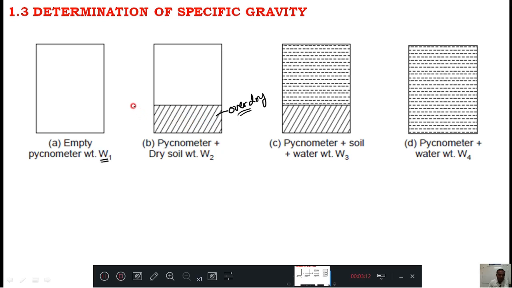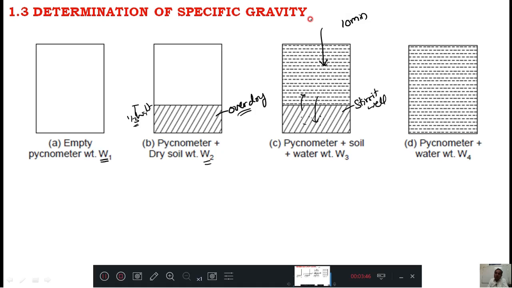How much? Just a rough estimation. This is one-third of the height. It's rough; you don't need to go and measure one-third exactly. Put about one-third of soil here and measure that as W2. After that, put a lot of water and stir it well. Very important: stir it well, because all the voids present in the soil should come out and that void should be occupied by water. Therefore you need to stir it for 10 minutes.